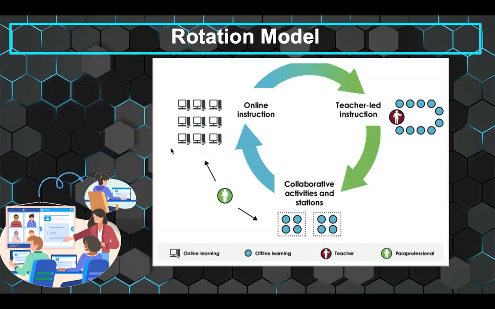Within the rotational model, different institutions can make subdivisions of the rotation model: station rotation, lab rotation, flipped classroom, or individual rotation. So it will include online instruction, teacher-led instruction, collaborative activities and the end stations. So this is basically a rotation model which can be implemented as a blended learning model.